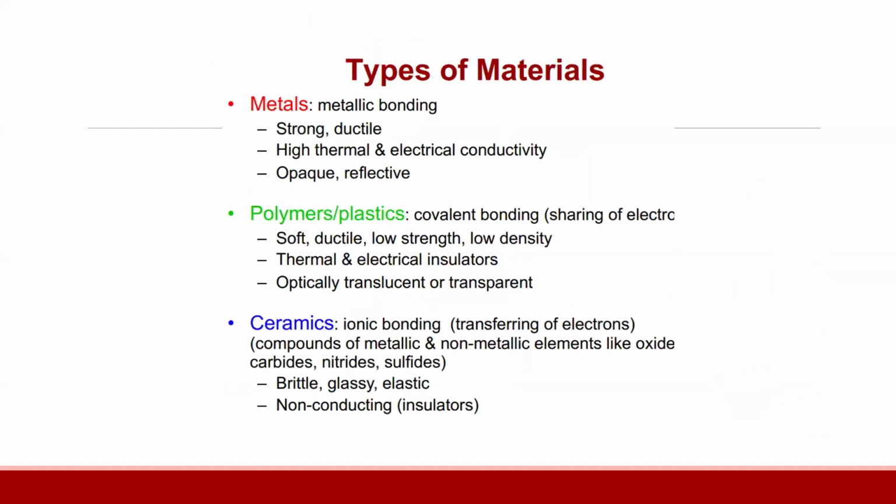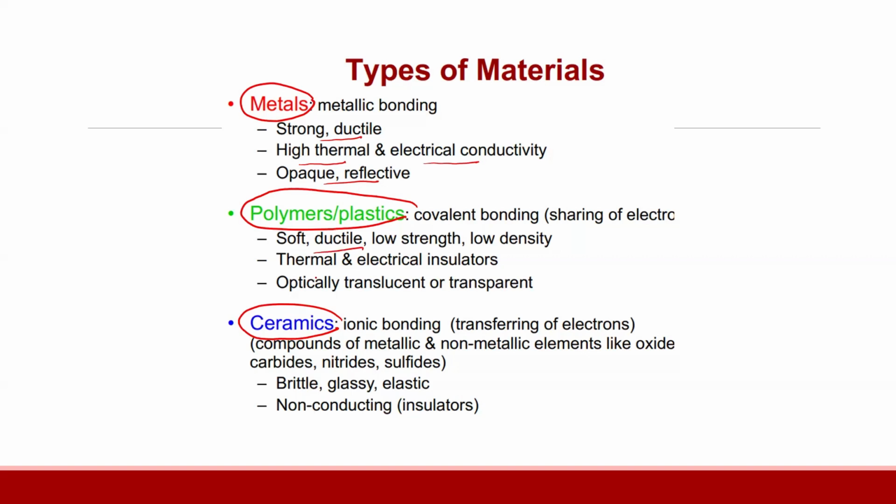So we have mainly three types of materials. We have metals, we have polymers and plastics, and we have ceramics. We are going to learn this. And metals are strong, ductile. They have high thermal and electrical conductivity, opaque and reflective. Don't worry about these things. I will show why these materials have these properties later on.